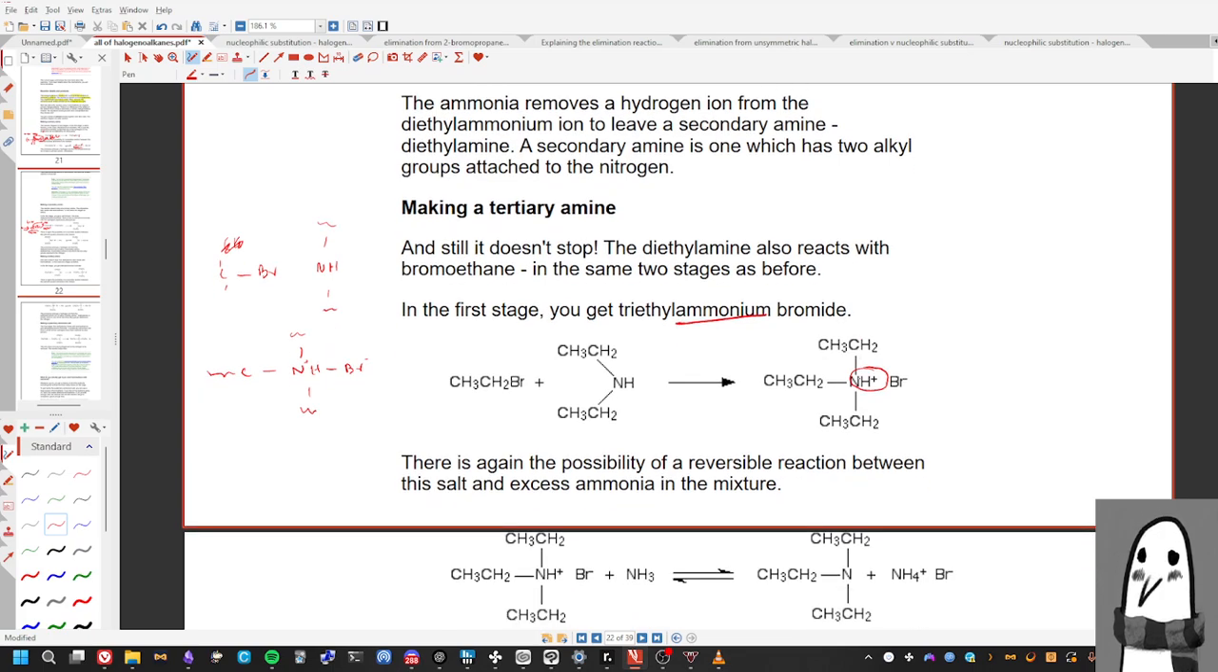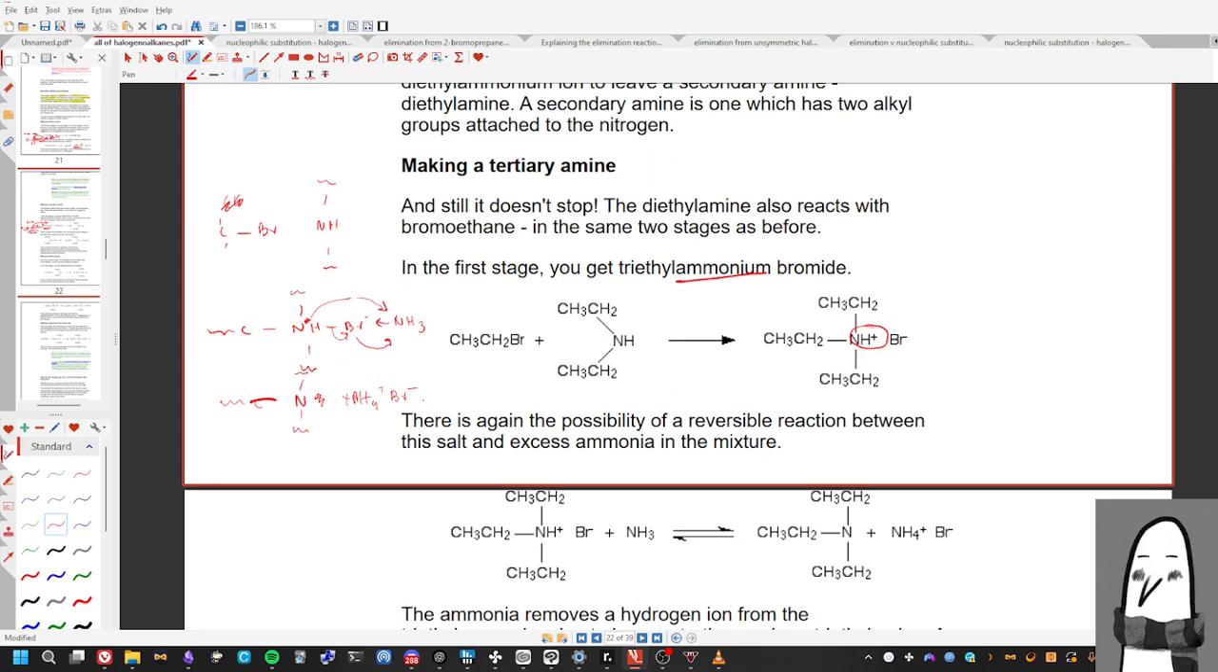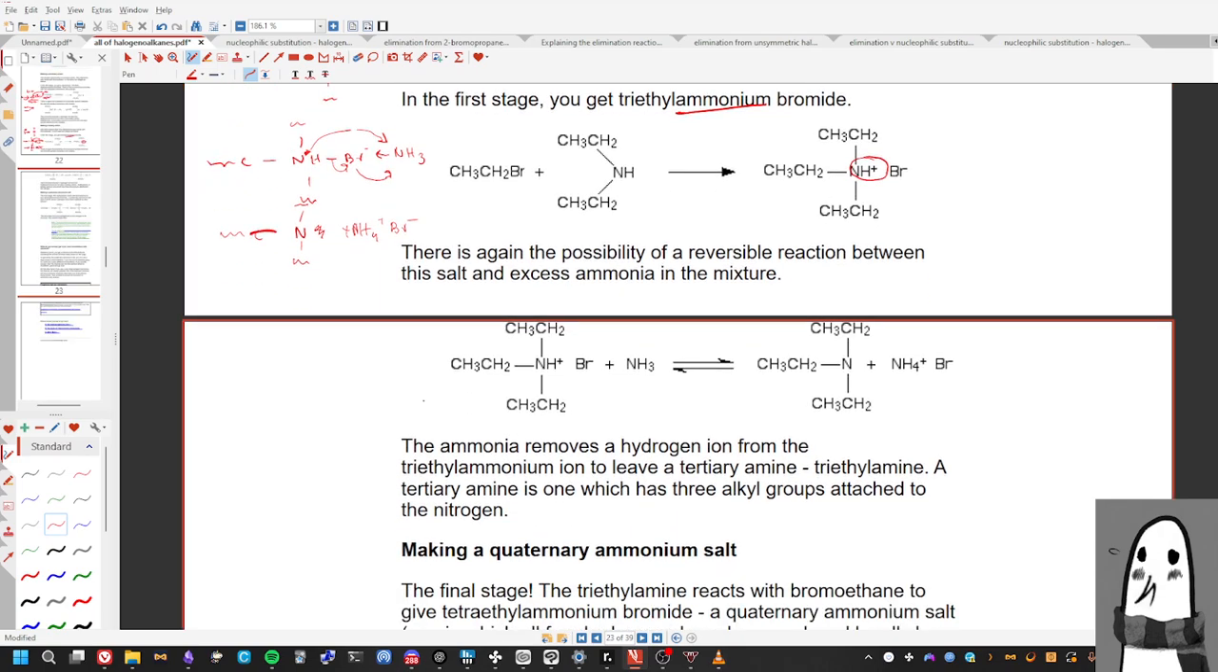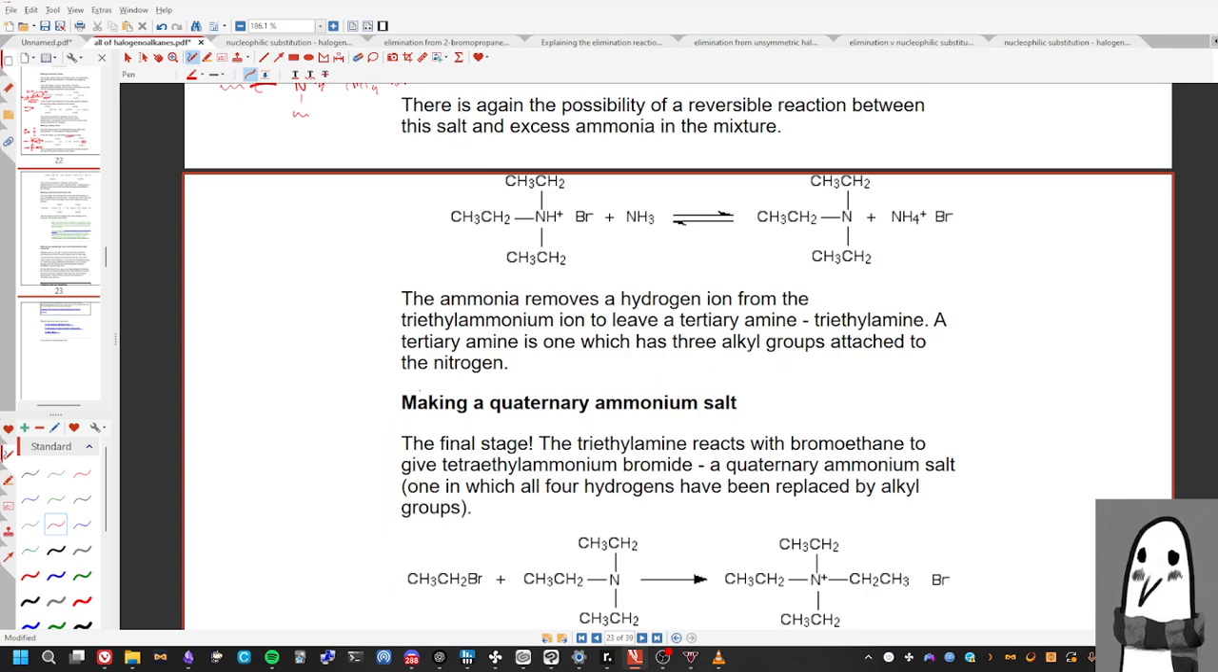So then the reversible reaction, where you have NH3 coming in. This goes over there, because this removes the hydrogen. So as a result we have the N bonded to three ethyl groups, plus NH4+ Br-. Then the ammonia removes the hydrogen ion from the triethylammonium ion to leave a tertiary amine, triethylamine. A tertiary amine is one which has three alkyl groups attached to the nitrogen.